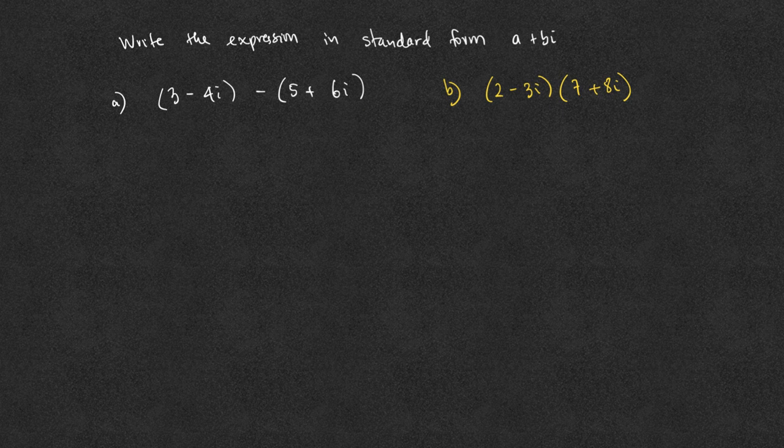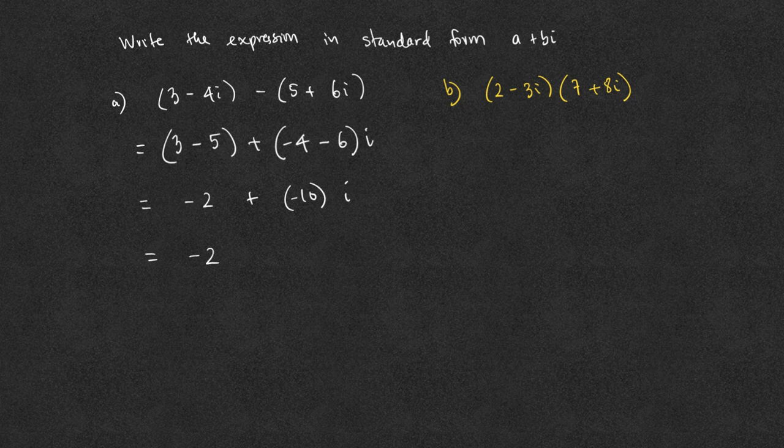In this case, we will take the real part of the first complex number, 3, minus the real part of the second complex number, 5, and then we add the imaginary part of the first complex number, -4, minus the imaginary part of the second complex number, 6i. This is -2 plus -10i, or simply -2 minus 10i.